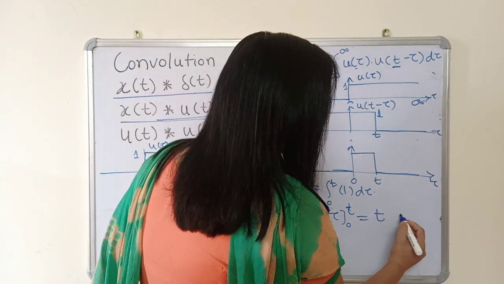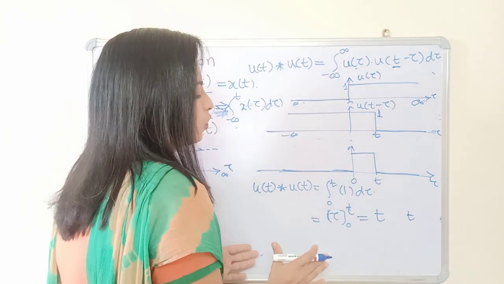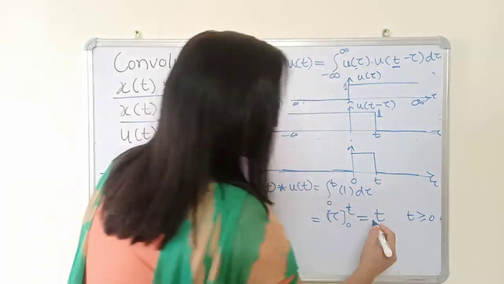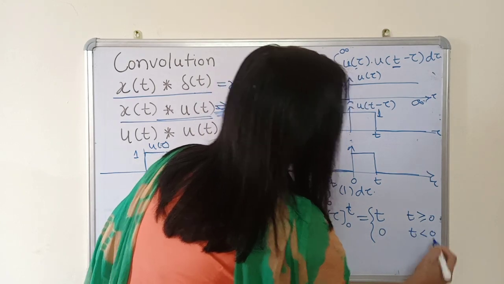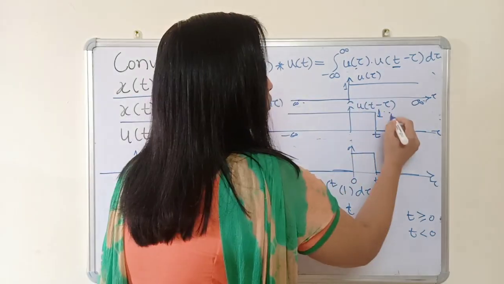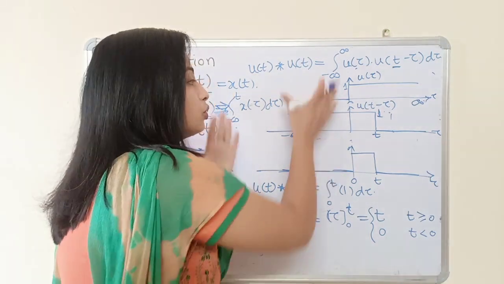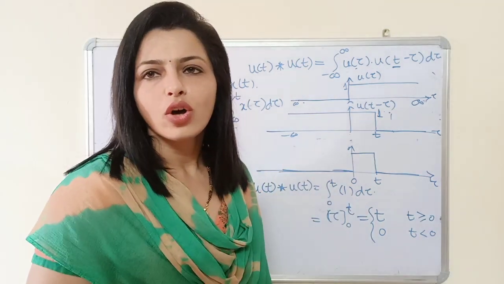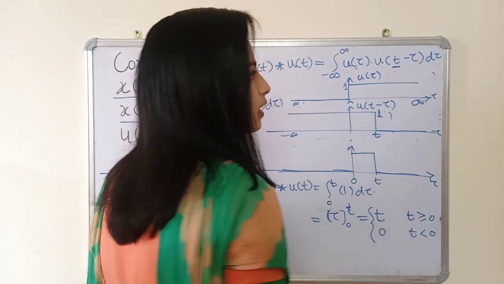This t is always valid for t greater than or equal to 0. So we can write it like this, and it is equal to 0 for t less than or equal to 0. Because we know that u of t, this shift can change, this can go like this and up to this point, but still we are going to get 0 on this side. So this signal is always going to be a causal signal. So this is t for t greater than or equal to 0.